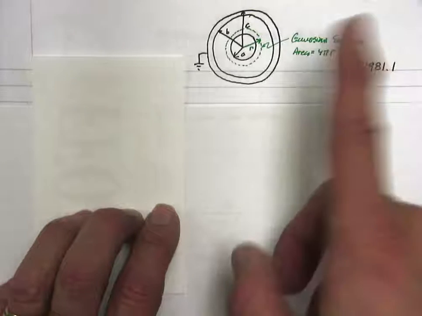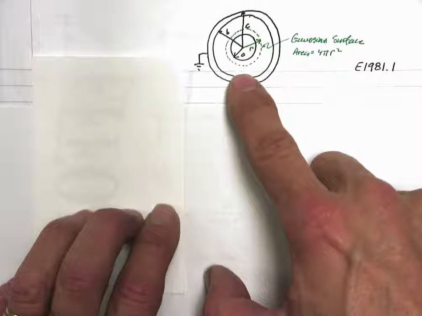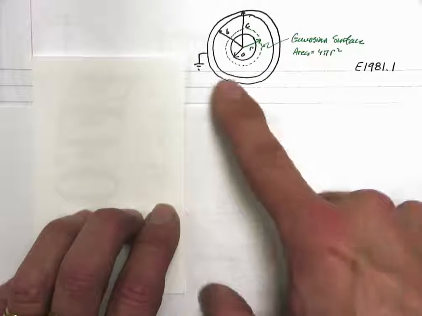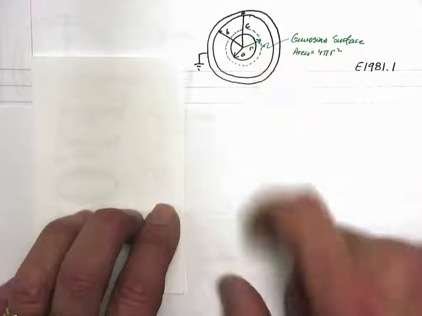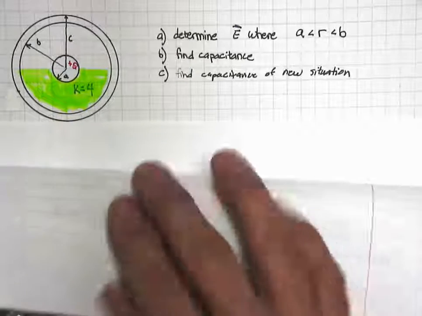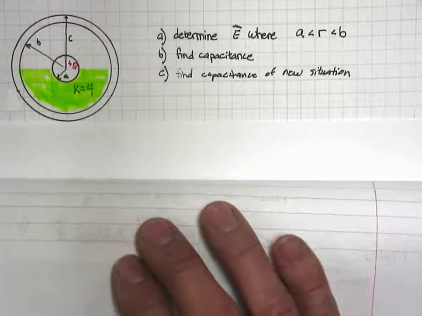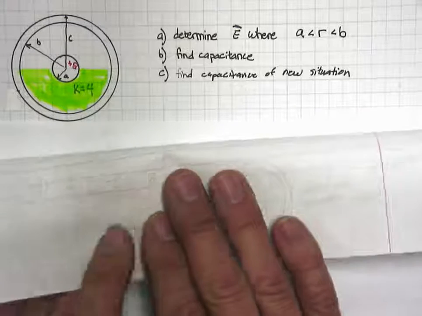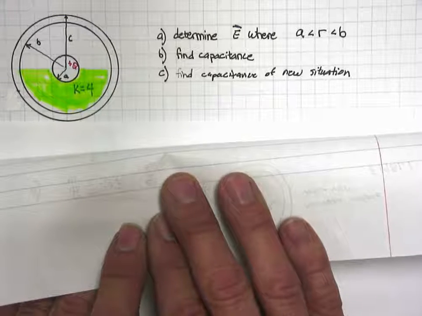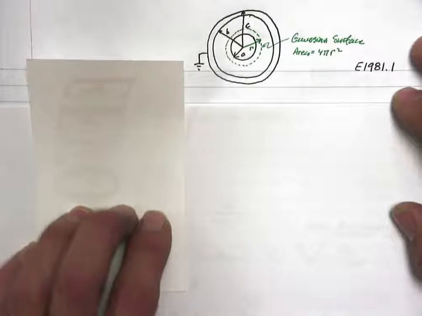You're asked to first find the electric field in the space from A out to B. Then you're supposed to find the capacitance of this configuration. And then I drew this here. Then part C, you're going to find the capacitance of a new situation. The new situation is that the capacitor has been filled with some dielectric oil, and it has a coefficient of 4. We'll talk about how that changes things.